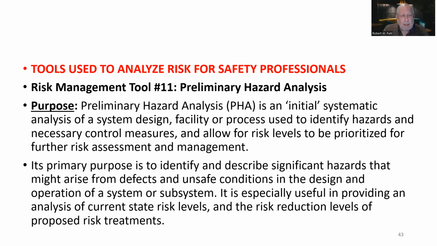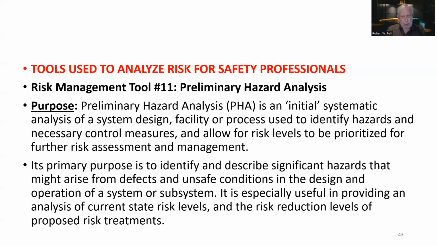That'd be nice. Anyhow, we're now going to talk about risk management tool 11, preliminary hazard analysis. When you hear me talk about PHA, it's usually in the context of process hazard analysis, which is mandatory in process safety management, which we're going to talk about later in this course. But here the PHA is preliminary hazard analysis, an initial systematic analysis of a system design, facility, or process used to identify hazards and necessary control measures and allow for risk levels to be prioritized for further risk assessment and management.